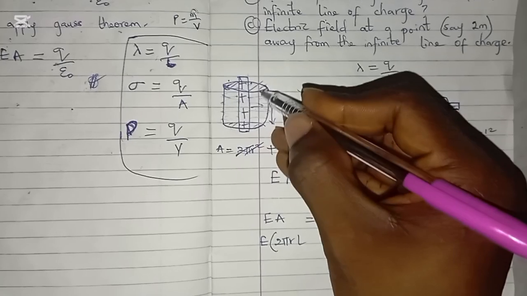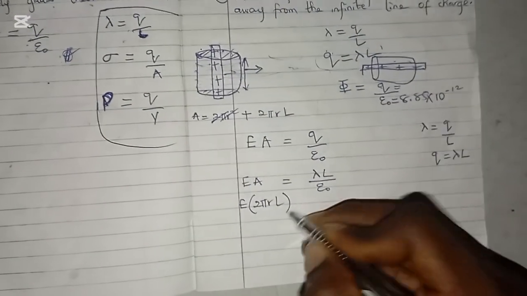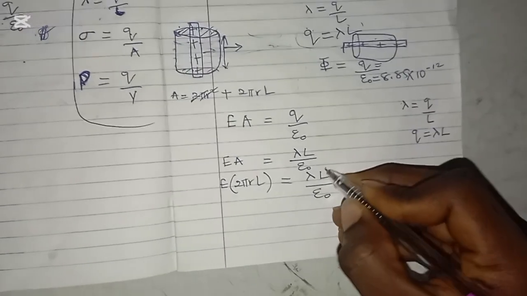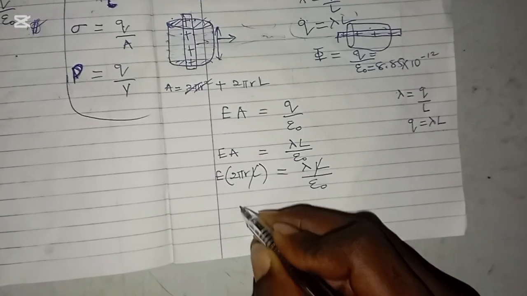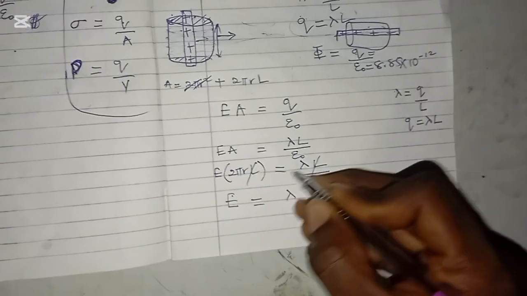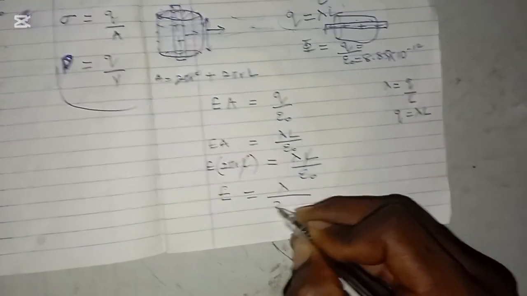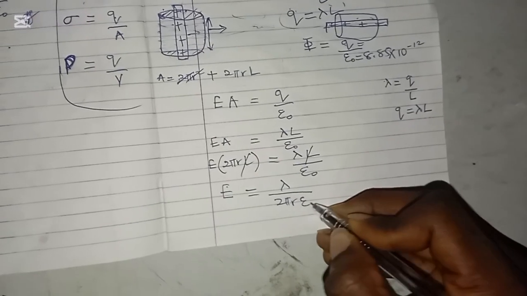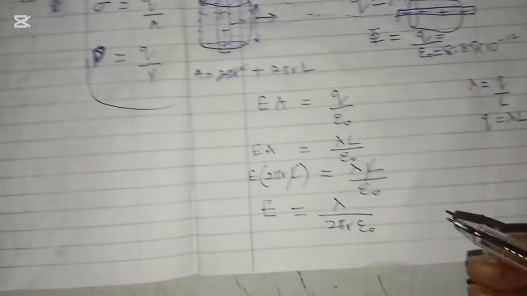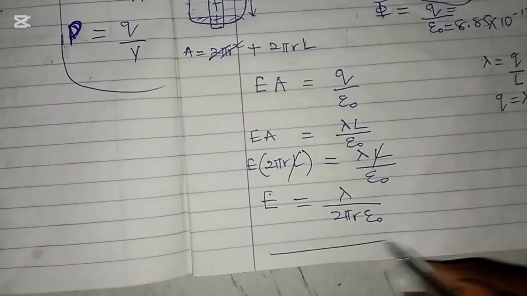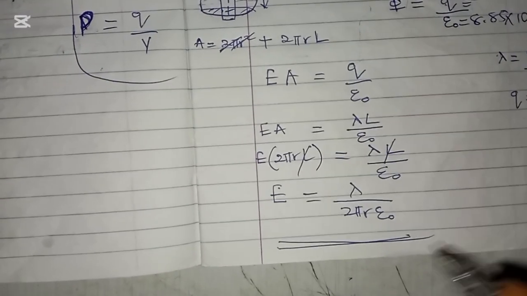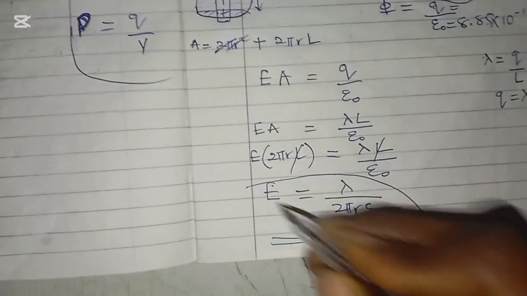I'm not using this one because it's not happening on the surface and on the base. So I put it, so equals to pi L all over epsilon naught. I have L here, cancel. So to get E, make E the subject of the formula, we then have E equals lambda divided by 2 pi R epsilon 0. What this means is that to find the electric field when you are given an infinite line of charge and you are given linear density, this is the formula you use.